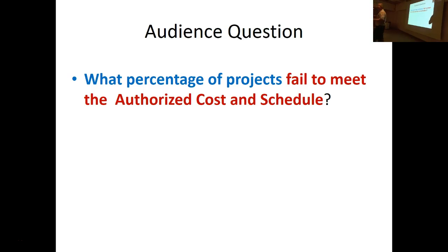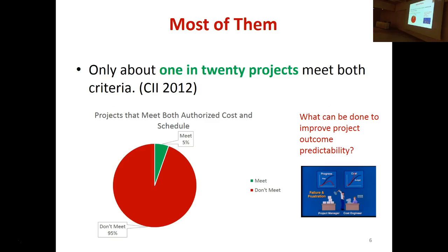80? 80 will meet it. Wow. Well, okay, so the Construction Industry Institute did some research on this question right here. They found that basically 1 in 20, or 5 out of 100 projects, will actually meet their authorized cost and schedule, which is kind of surprising.